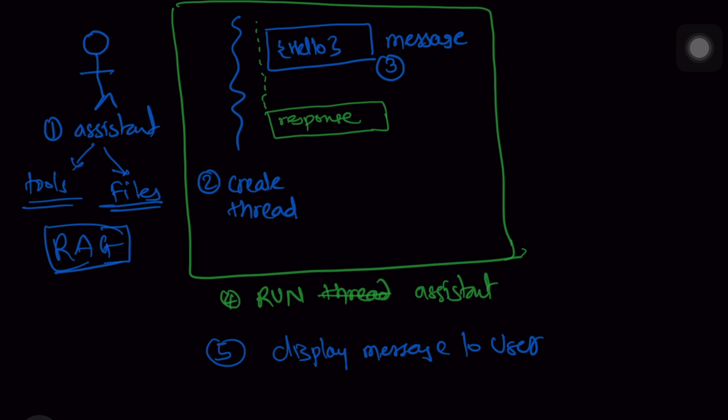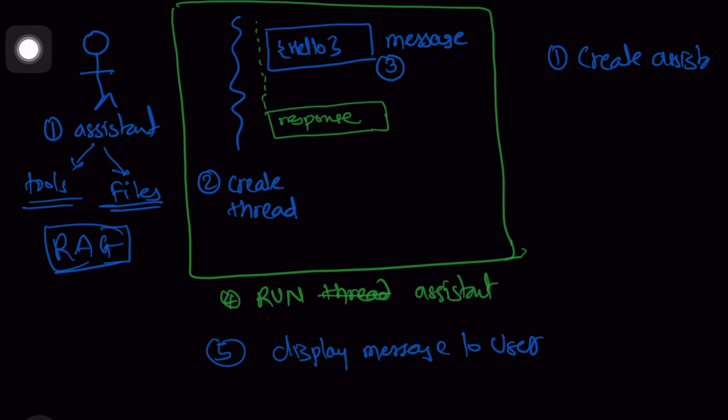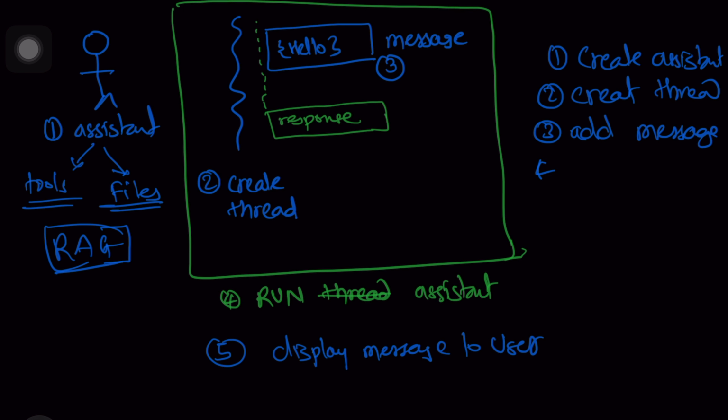Okay, I think we are good enough to go. So just to list, first thing is create assistant, second is create thread, third is add message, fourth is run assistant, and fifth is display response. Okay, let's go.